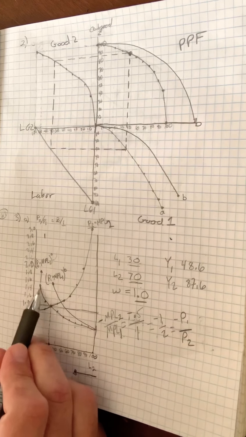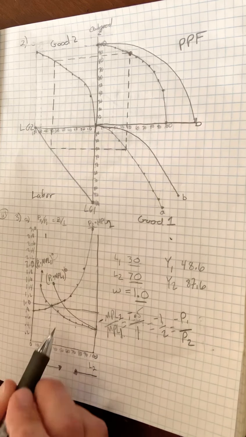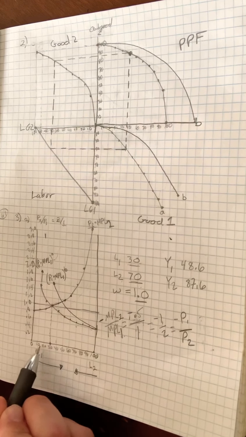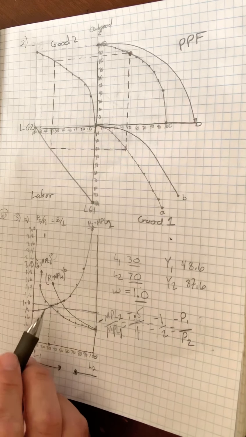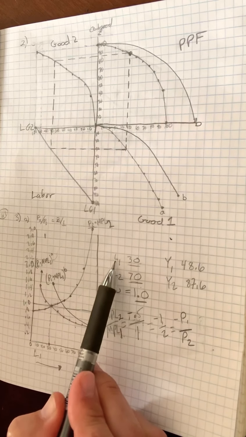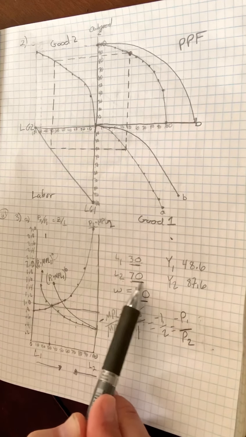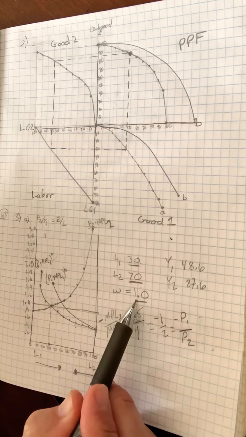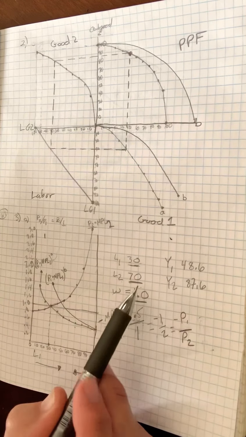We connect them with a line. We see the two graphs intersect here at 30 for labor in good 1, which coming from this way means 70 for labor in good 2, and the wage is 1. So the labor on good 1 is going to be 30 people, labor on good 2 is going to be 70, and the wage is going to equilibrate at 1. And it makes sense that you're going to have more people producing good 2, right?